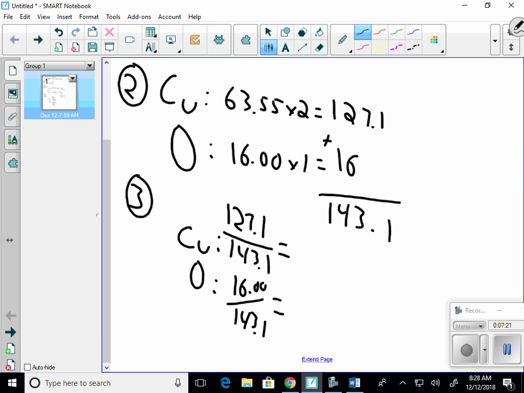So for example, when I did this math, I got 88.8%. I rounded to the tenths place. I'm not doing a ton of digits, I'm only doing a couple digits. The oxygen then is 11.2%.